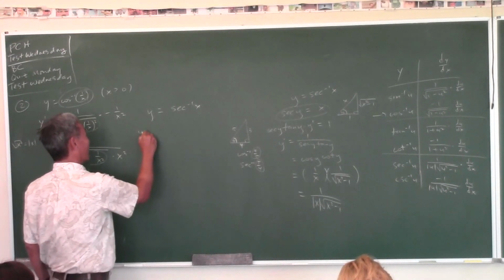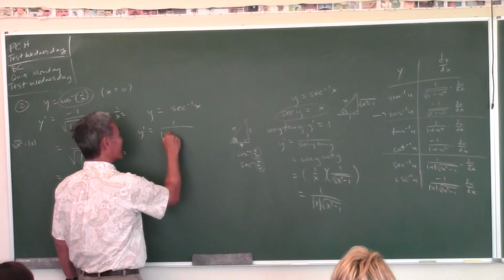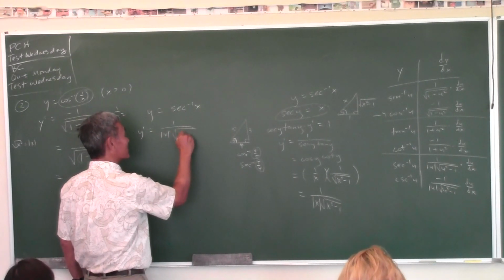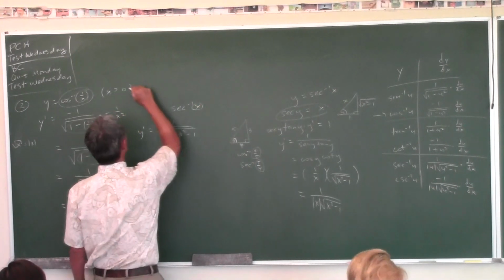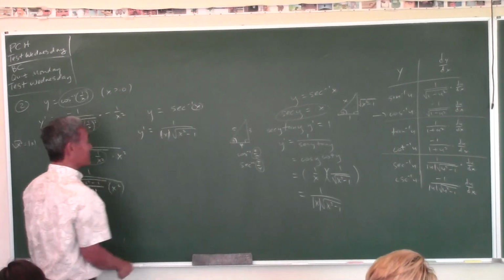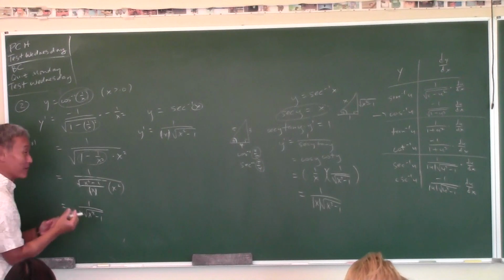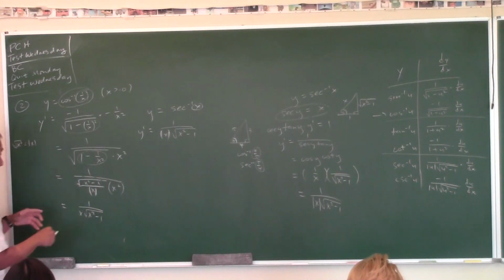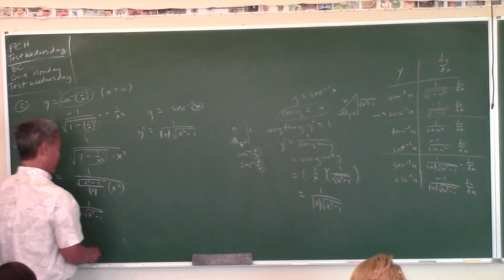And then now, look, hey, that's on the list already. 1 over absolute value of x times the square root of x squared minus 1 times the derivative of that, which is 1. But since x is greater than 0, you don't need the absolute value. Boom, there's the answer already. So again, if you can simplify it before you start, then that might save you a lot of time. But it doesn't matter.